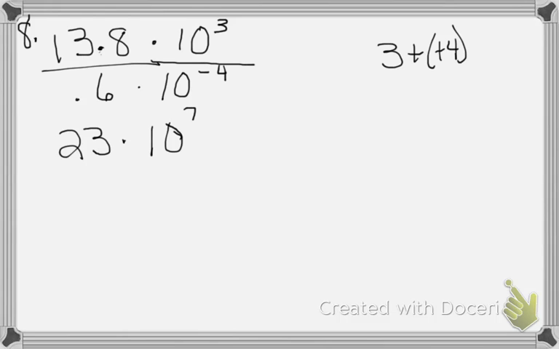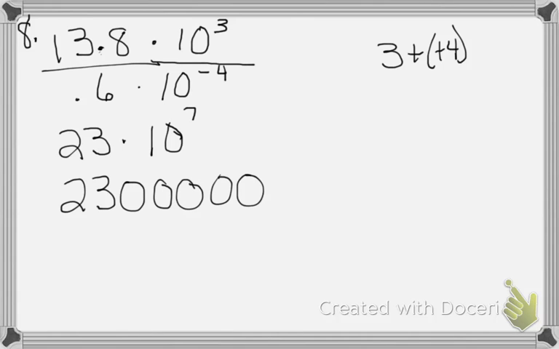We need to put in standard form and scientific notation. I'm going to put in standard form first. The 7 tells me I've got to move my decimal 7 places. The decimal's at the end, so I'm going to have to actually add 7 zeros. Then I'm going to put it in scientific notation, so it's 2.3 times 10 to the 8.